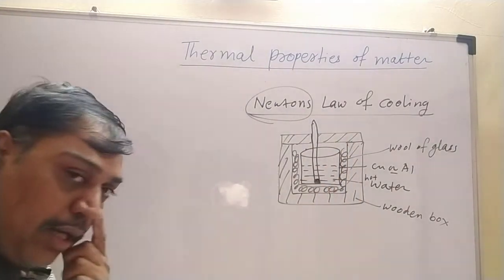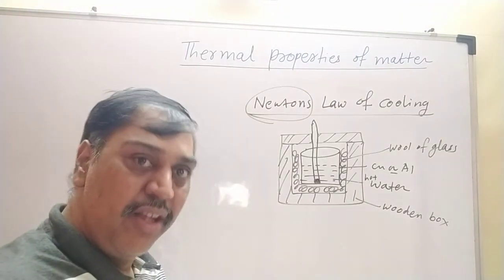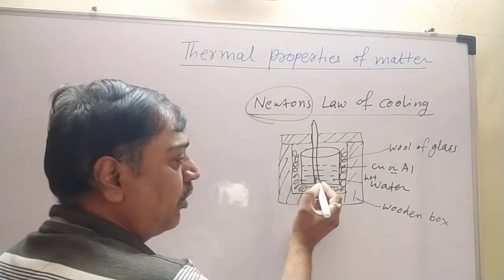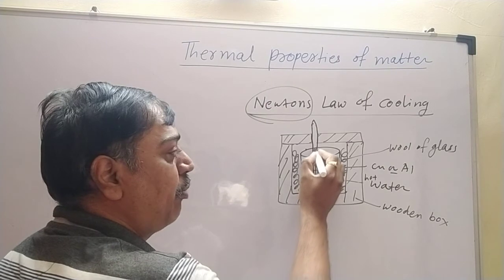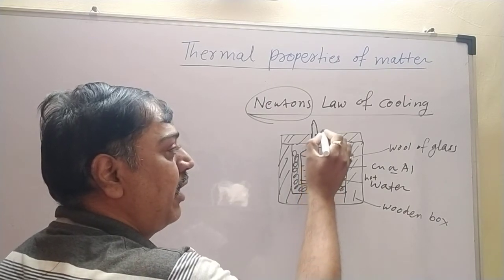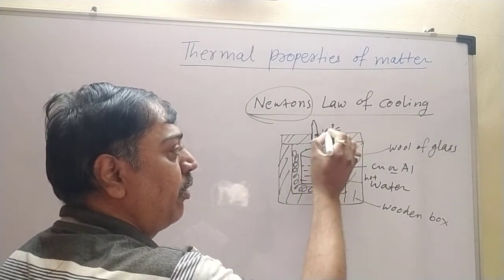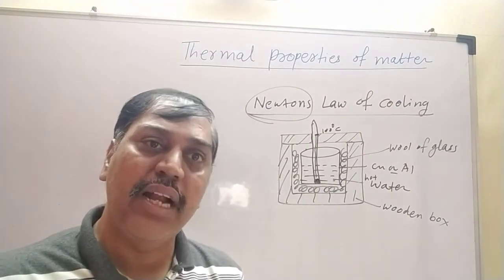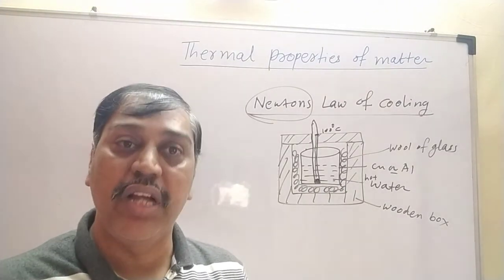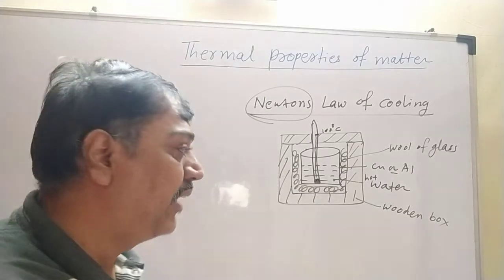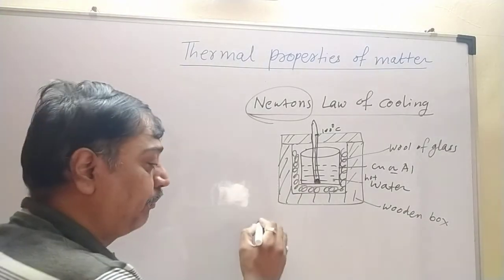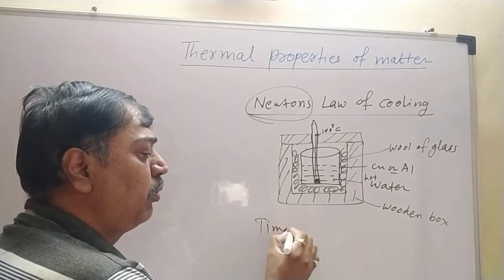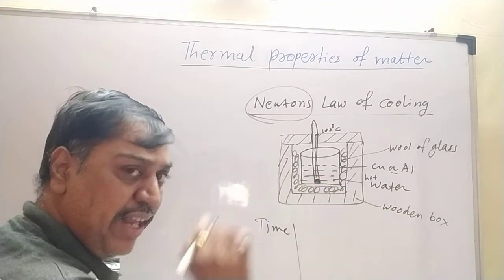Now here, as the water is boiled, the temperature shown by the thermometer may be approximately 100 degrees Celsius, because the boiling point of water is 100, so it shows 100 degrees Celsius initially. Then Newton did this experiment. What he did was measure the time taken to decrease the temperature of water by 1 degree Celsius.